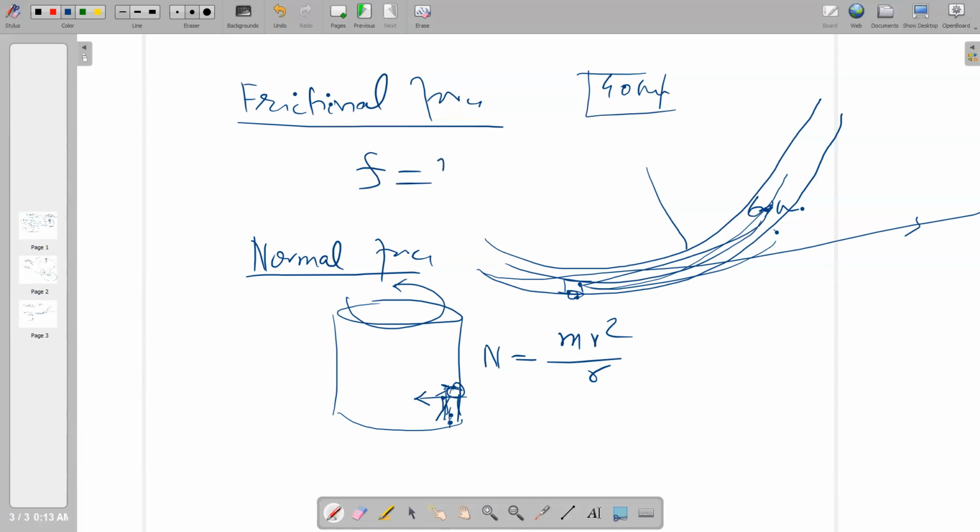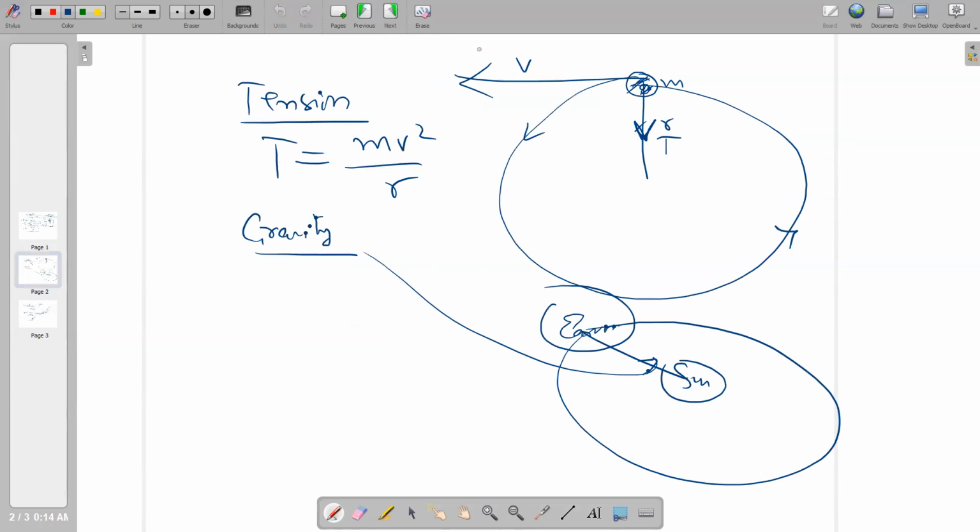Here the frictional force is providing the centripetal force, and in the previous, the tension is providing the centripetal force. The gravity is providing the centripetal force. If we have an electron revolving around the nucleus, this is the nucleus. So who is responsible to revolve this electron around the nucleus? That is called the electrostatic force between the electrons and the protons. So here the electrostatic force is equal to mv square over r.